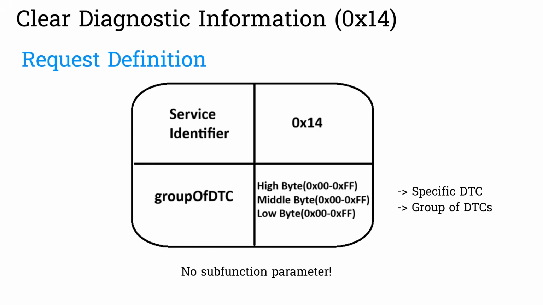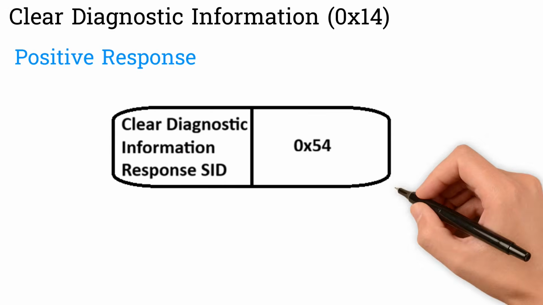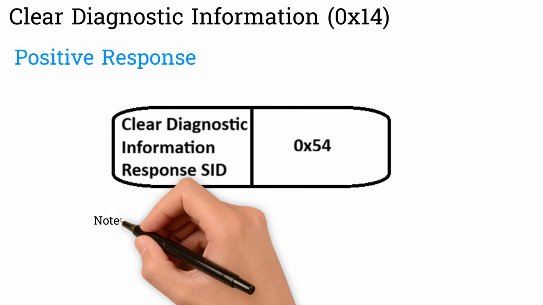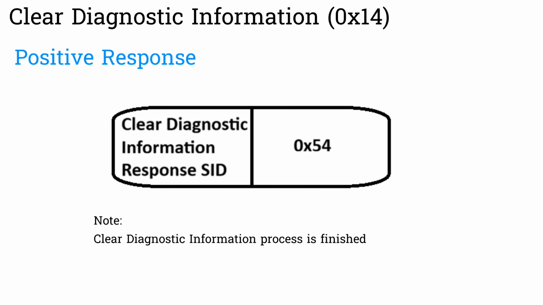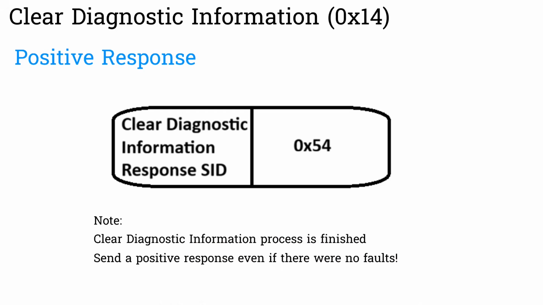Now, let's see how the ECU responds with a positive response. The positive response only contains the Clear Diagnostic Information Response SID 54, which indicates that the ECU has accepted the request. The ECU sends this positive response once the Clear Diagnostic Information process is finished. Interestingly, it will still send a positive response even if there were no faults to clear in the first place.